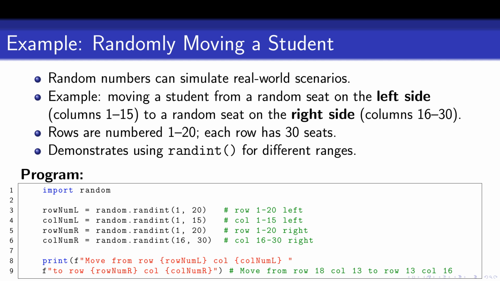Such techniques are common in scheduling, seating assignments, randomized experiments, and even simple games. By combining basic programming with random number generation, you can build tools that mimic real-world uncertainty and create dynamic outcomes, reinforcing how versatile and valuable Python's random module is.